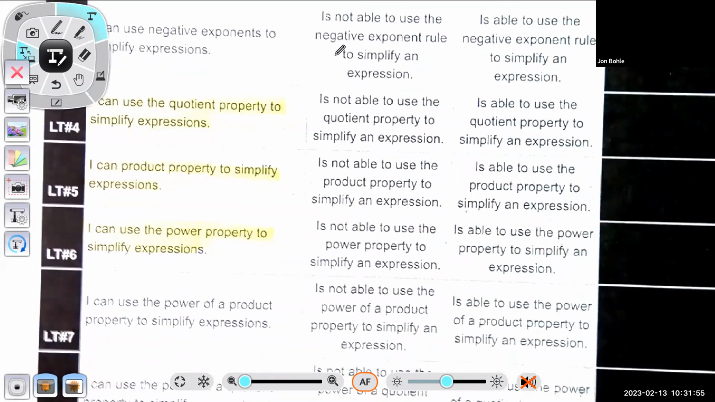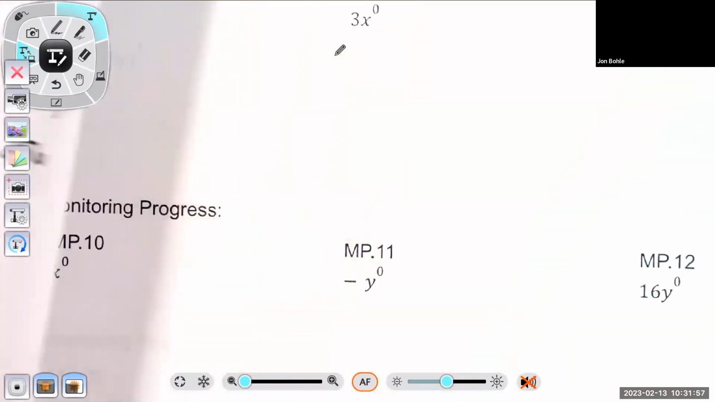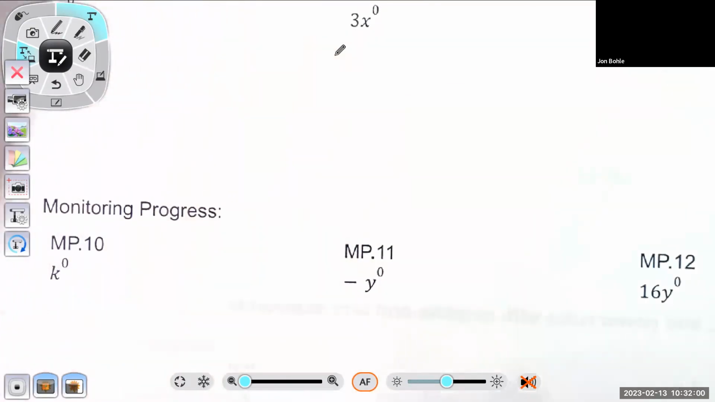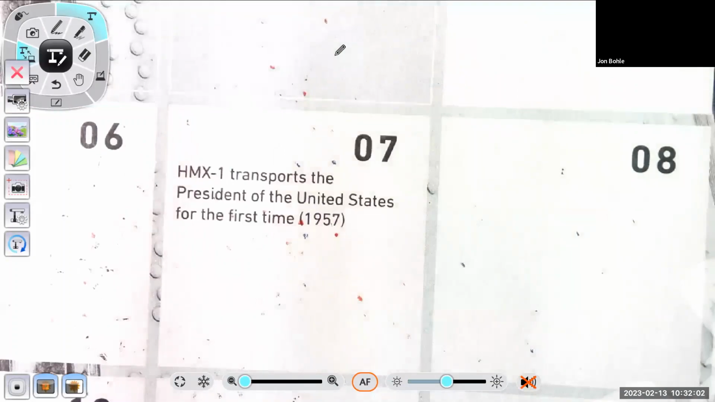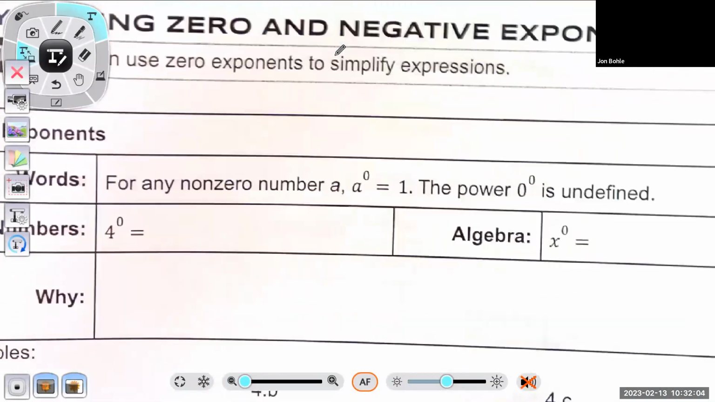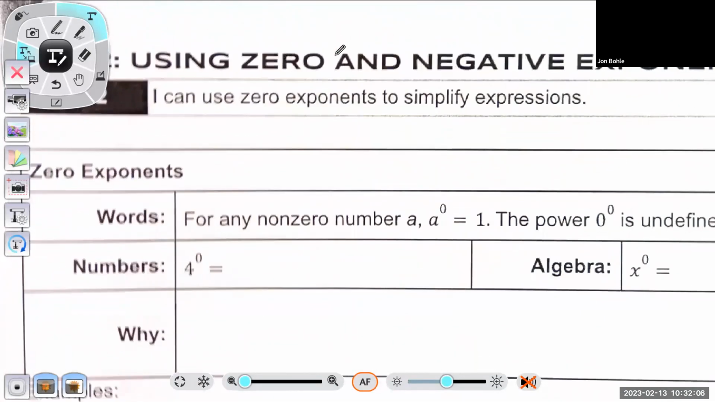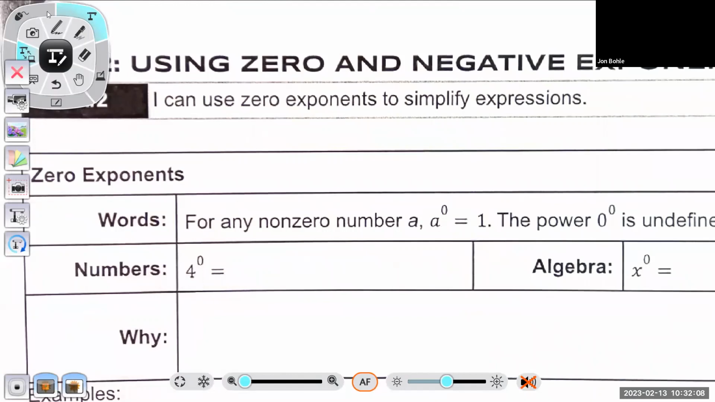All right, otherwise we're going to move on to 6-1 page 5, day 2. Using 0 exponents and negative exponents.